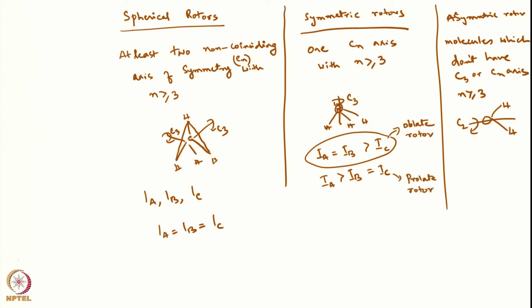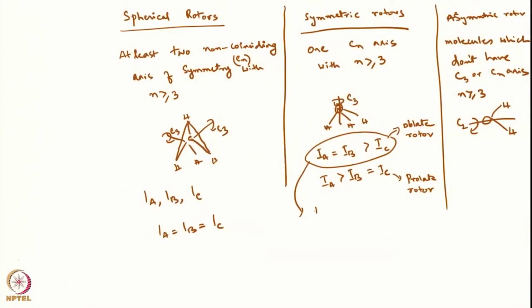Okay. Now, one can think of oblate and prolate as various shapes that you can think of in a symmetric rotor. For example, if something is like a disc, then it is an oblate rotor. So, this has a disc shape, for example, benzene. And this is ammonia, more of a ball shaped or egg shaped.